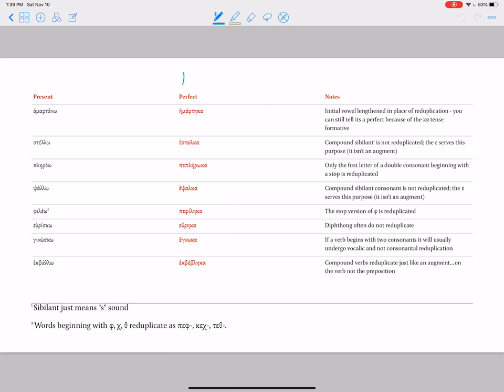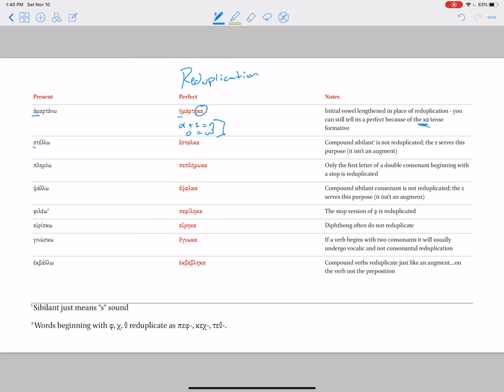So let's talk about a few things on reduplication. As you can expect, just like with an augment, certain words that begin with certain letters will form a little bit differently. If it begins with a vowel, the initial vowel is going to be lengthened. Remember, alpha and epsilon will lengthen to an eta, and omicron will lengthen to an omega. This is the same thing that you will see in reduplication. But you can still see that this is a perfect because we have the kappa alpha there. So this is not an augment. This is a reduplication. Even though the resulting form will look like an augment, we know that it's reduplication because the perfect reduplicates. When you get two vowels, they'll just lengthen there.